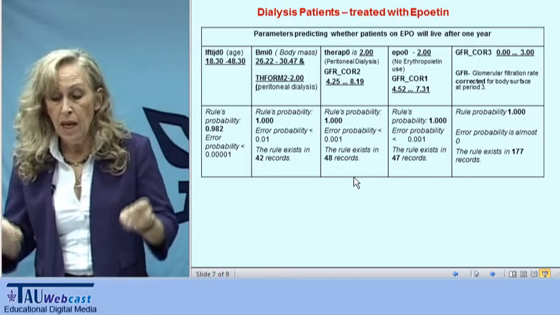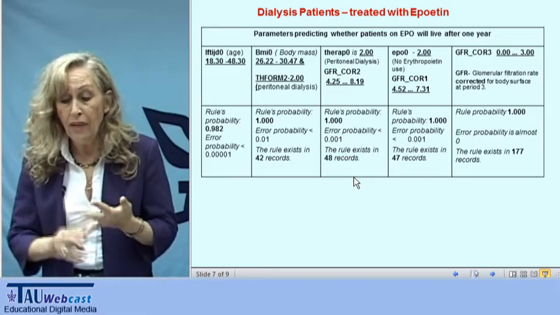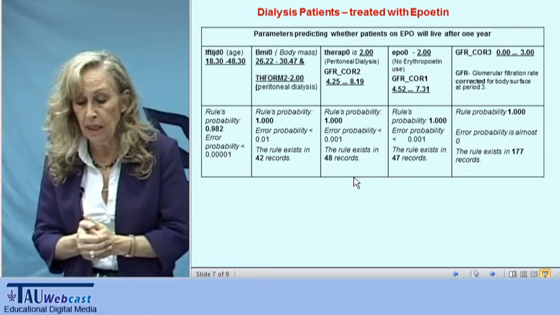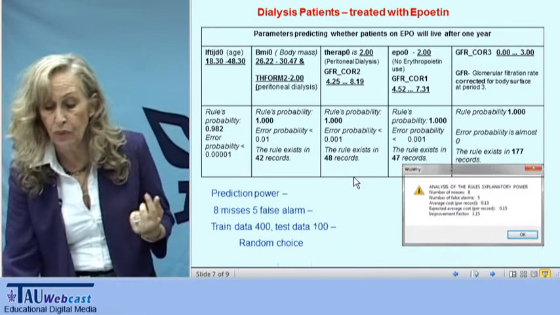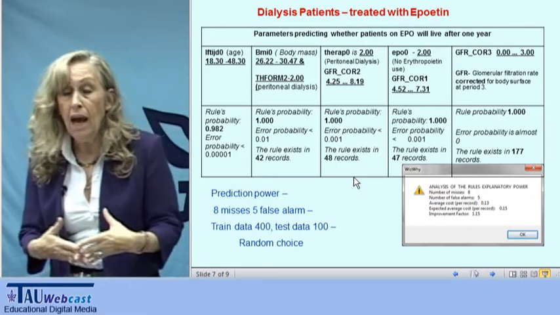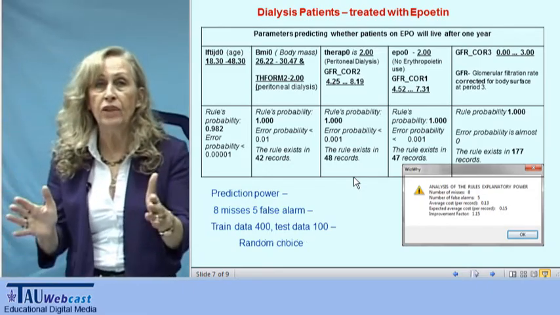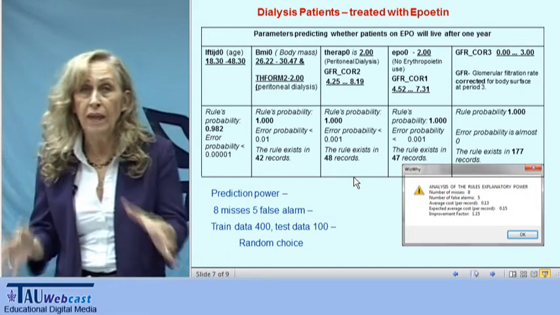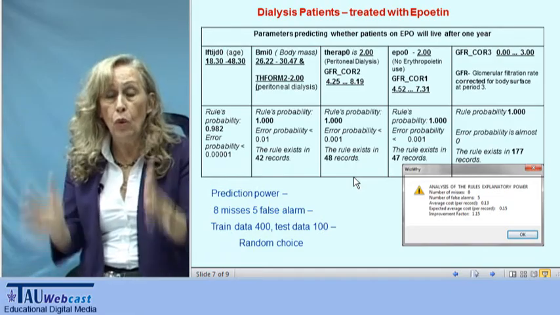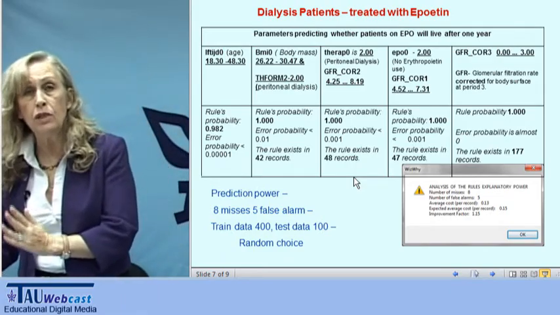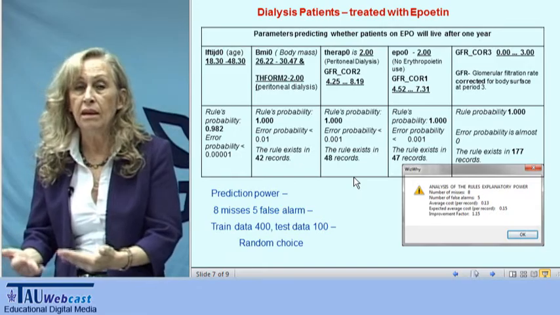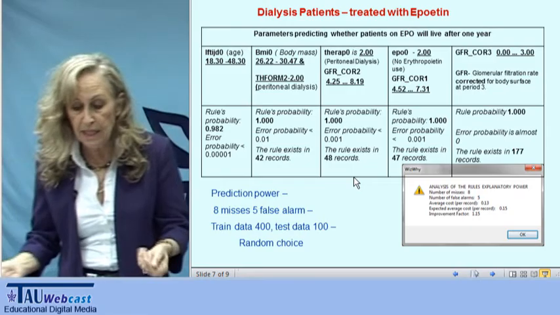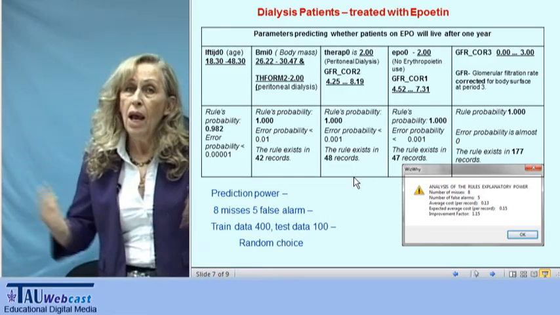And as you can see here, you see age or other physical measurements or parameters or rules, and the treatment that they are receiving. But the reason I showed you this example is that we took, in this case, part of the data as learning mode. We randomly chose 400 records and studied the rules on these 400, and the remaining 100 we predicted based on the rules that we extracted. And as you can see, we did very well. We had 8 misses and 5 false alarms.